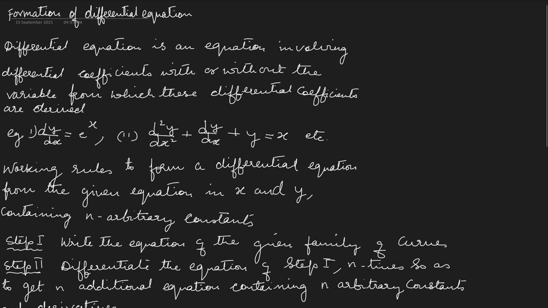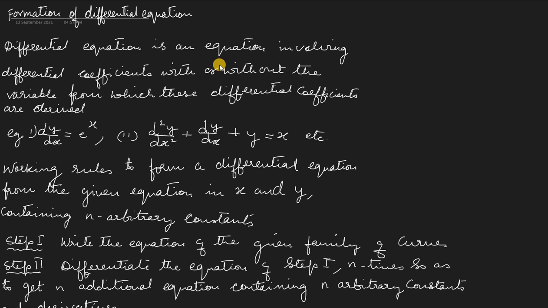So differential equation, what is it defined as? It is defined as an equation involving differential coefficients with or without their variables from which these differential coefficients are derived. For example, dy/dx is equal to e to the power x is one such example of a differential equation. This is called a differential equation of first order.